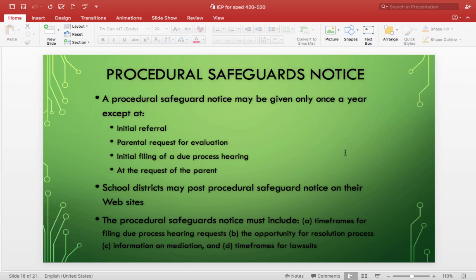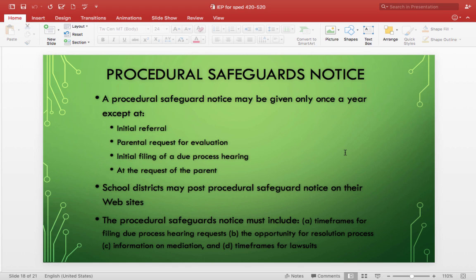Now, just because the school district posts the rights and the safeguard notice on their website, that does not mean that we don't talk about it. It's usually written in like number 3 font, okay, which is difficult for anybody to read, and in legalese. So if you think special ed language is difficult to read, just try reading legal language.